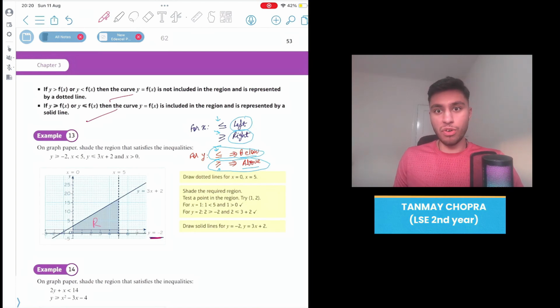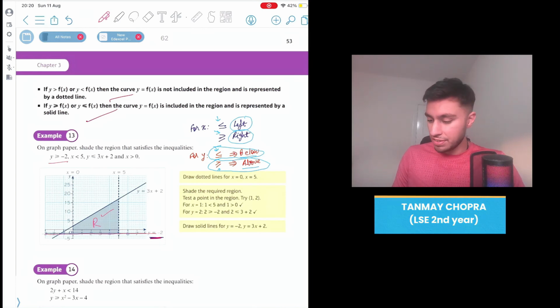Now let's see if it follows our rules. In this region, are we above y equals -2? Because this meant above, right? I meant above. I hope I wrote above. So here y is above -2.